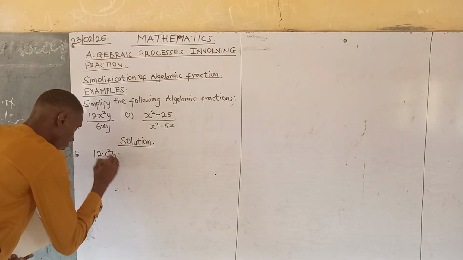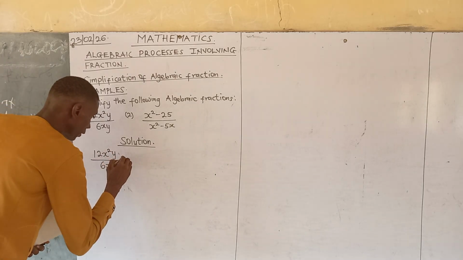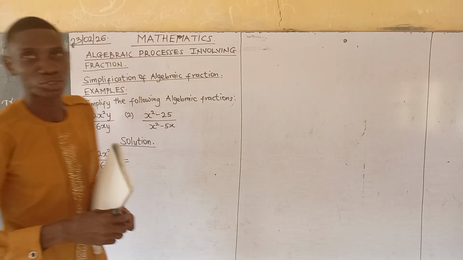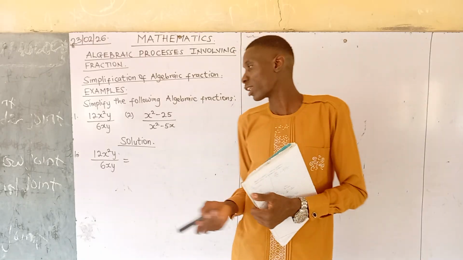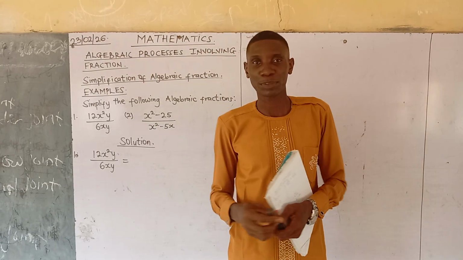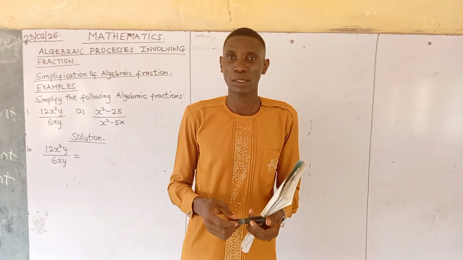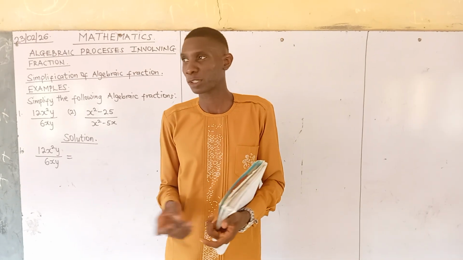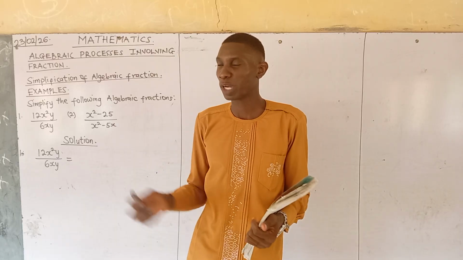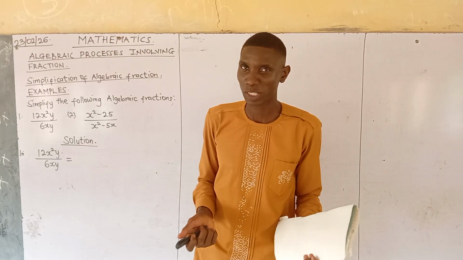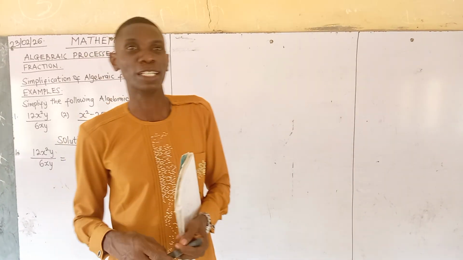12x squared y over 6xy. Now, how do we tackle this kind of algebraic expression? You can see it on the board. We will tackle this by expressing our terms and cancelling the ones that have a common variable. Wherever we have a common variable, it cancels one another, leaving behind the one that is uncommon. And that will be your final answer.